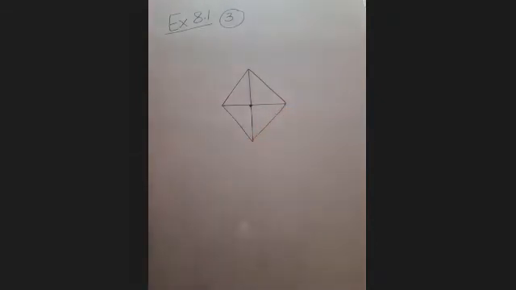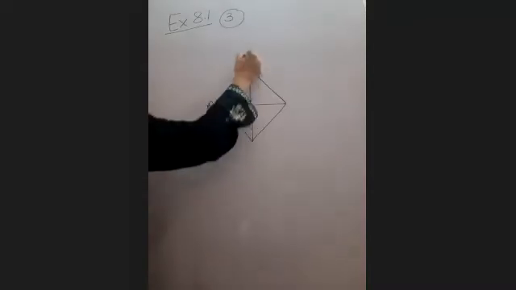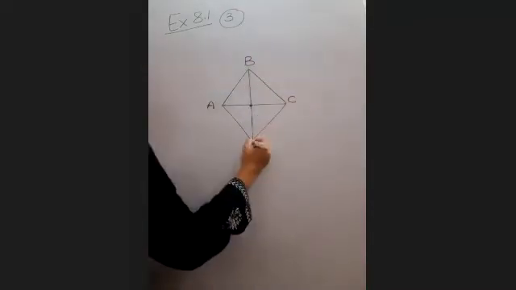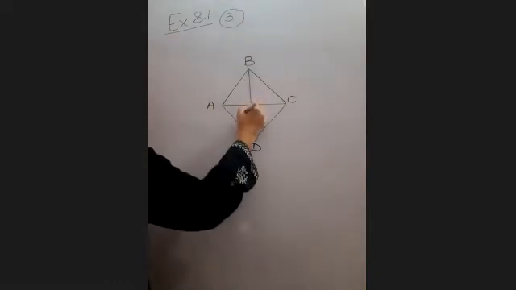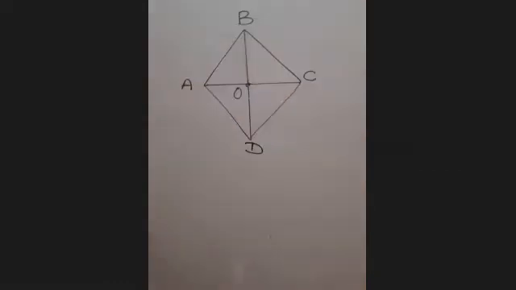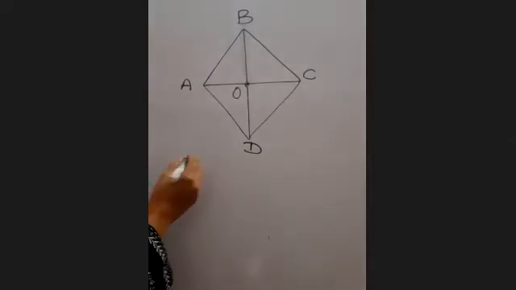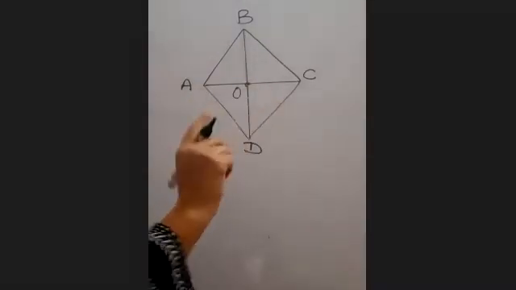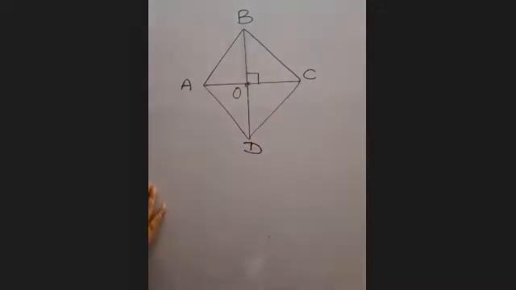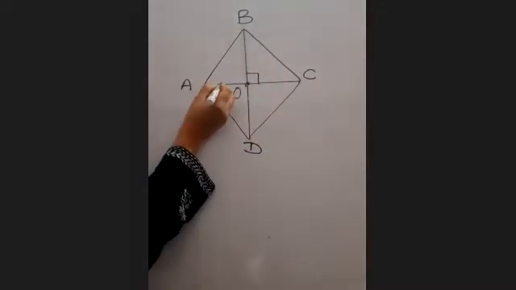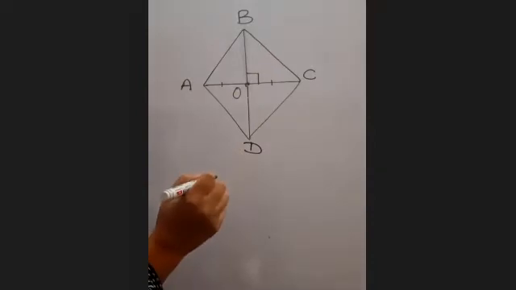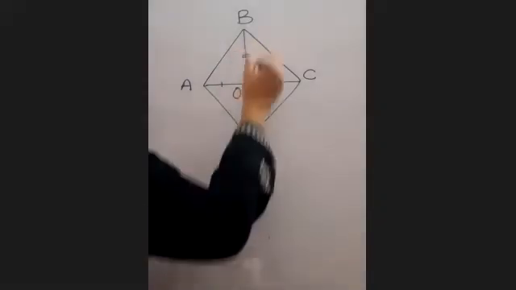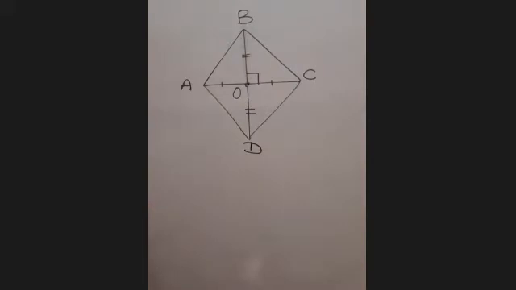Okay. So let us name it as A, B, C, D. We are given ABCD is a quadrilateral in which the diagonals bisect each other. Now, since the diagonals are bisecting each other, that means we have two equal parts. This is 90 degrees. What is the relation between OA and OC? They are equal, because the diagonals are bisecting each other. How about OB and OD? They are also equal.